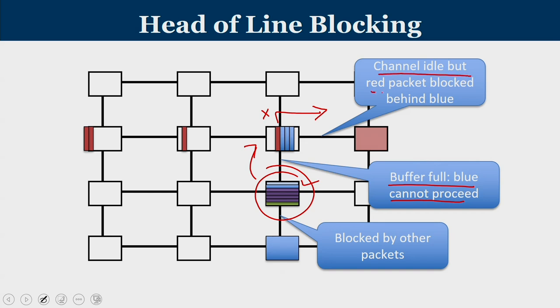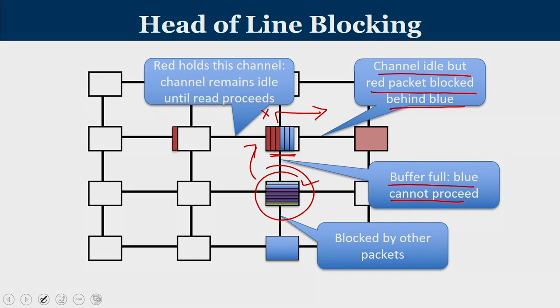The channel is idle, but the red packet is blocked because it is occupying after blue in this queue. All other reds will subsequently come over there. So, now the reds hold this channel, the channel remains idle. Even though the channel is idle, it cannot move. This scenario is known as, because the blue is residing there, the blue cannot move. Because of that, the red which occupies after blue is getting blocked. This is called head of line blocking. So, even though the red wanted to move in this direction, the buffer is free, the link is free, but my predecessor is blocking me.